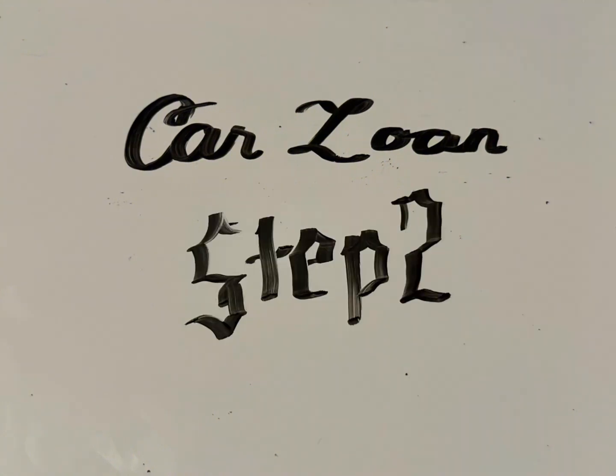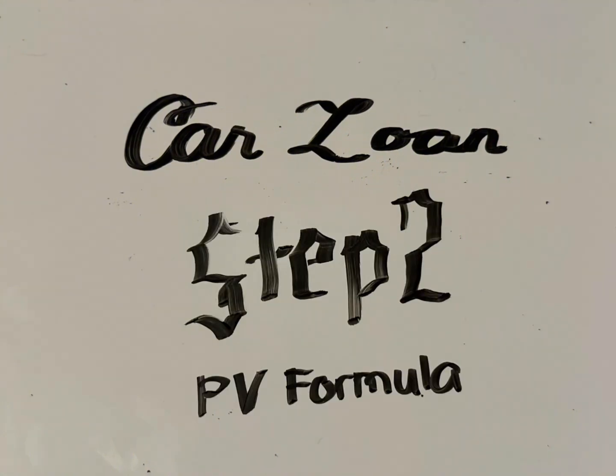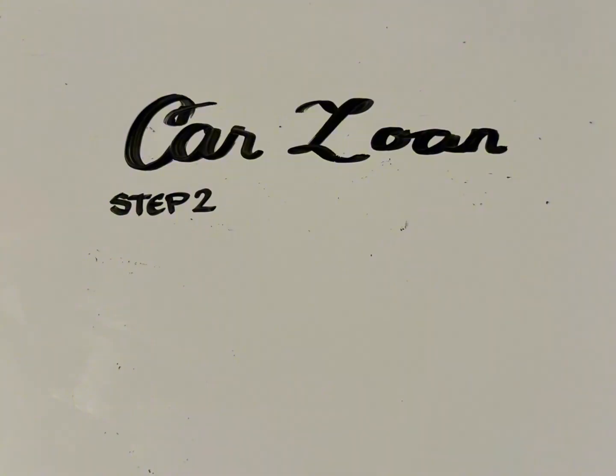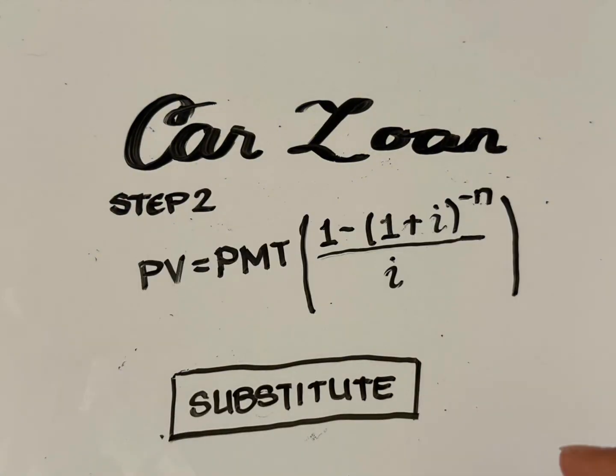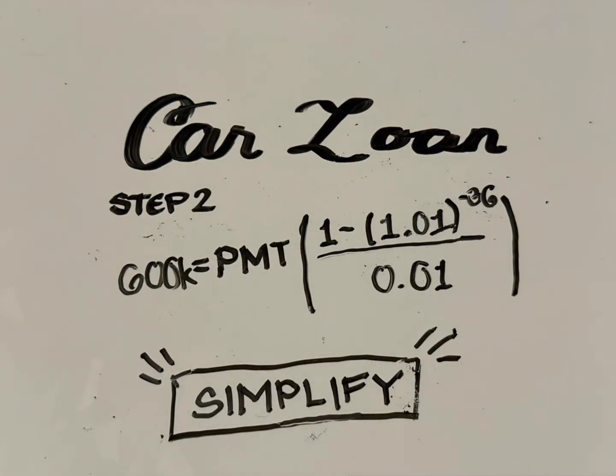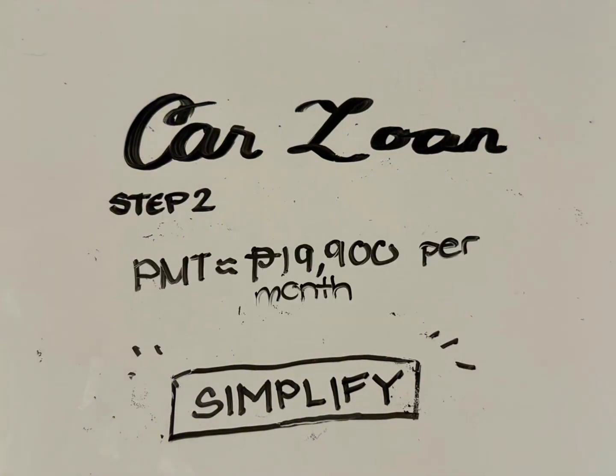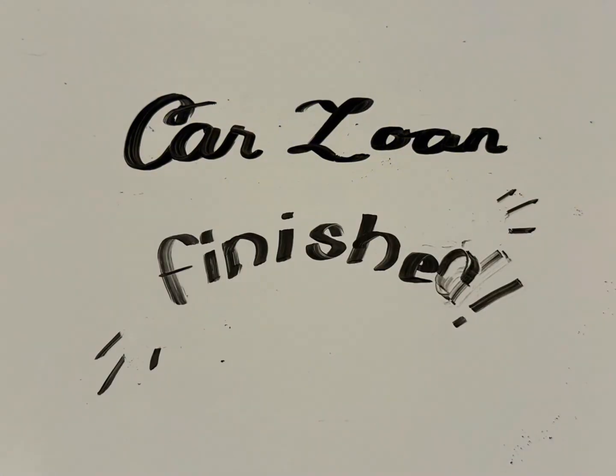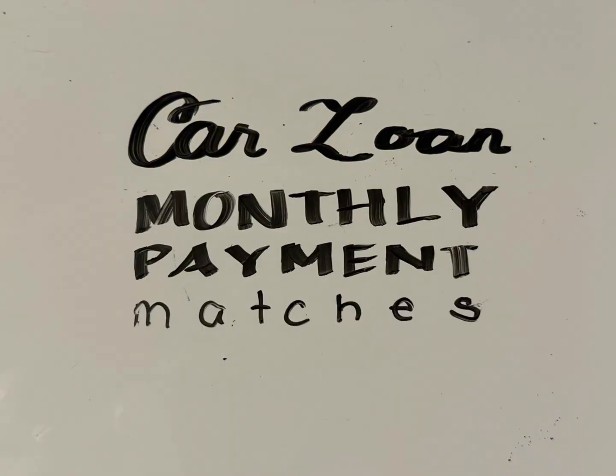Next step is step 2. Apply the present value formula. Let's have the formula, substitute in the given values, and then simplify. This brings us to an approximate monthly payment of 19,900 pesos. Finished. Well, as you saw in the example, monthly payment matches the monthly interest.